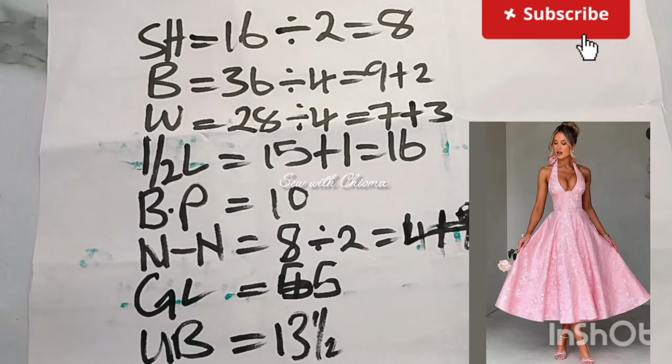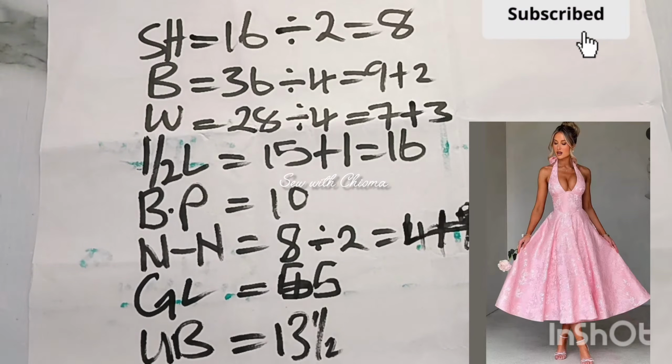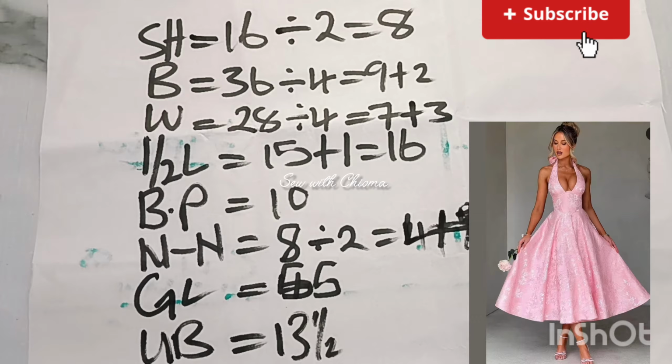Make sure you're a subscriber, and this is the calculation I'll be working with. You know how we do it on this channel. We start with the calculation. It makes our folding, our cutting easier. It is shoulder 16, bust 36, waist 28, half length 15, bust point 10, nipple to nipple 8, gown length 55, under bust is 13 and a half.